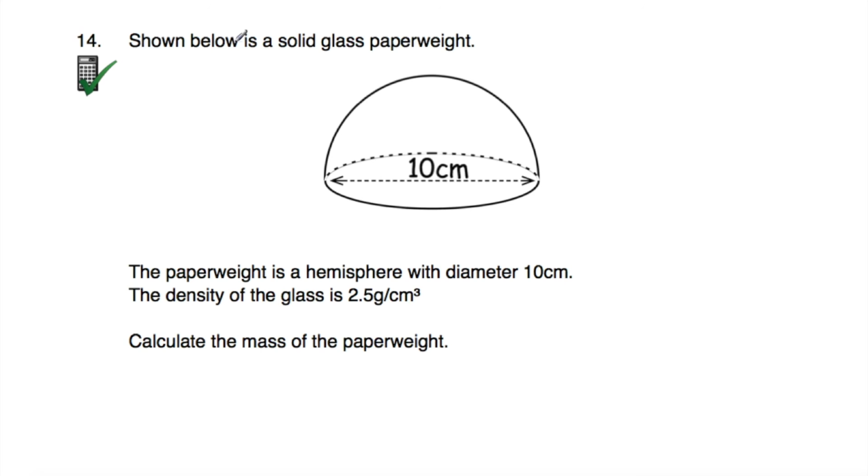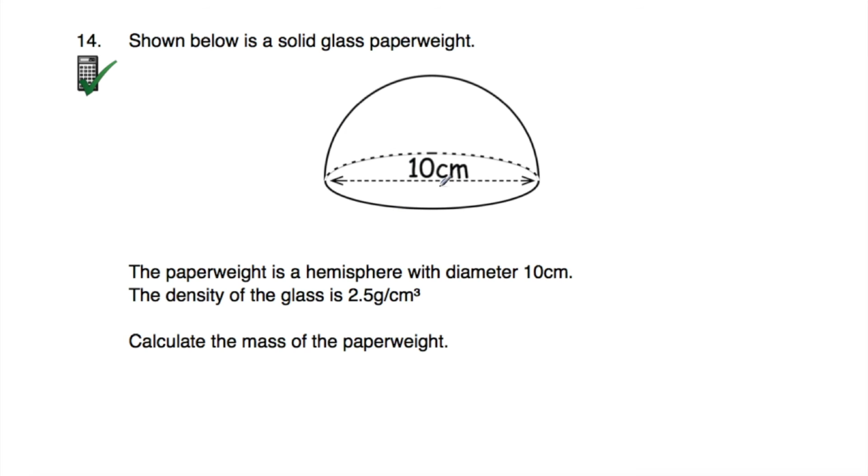So question number 14, we've been given this solid glass paperweight. The paperweight's got a diameter of 10 centimeters. So the diameter of the base of the paperweight is 10 centimeters, and the paperweight is a hemisphere with a diameter of 10 centimeters. That's what we've been told. And the density of the glass is 2.5 grams per centimeter cubed. That means that every centimeter cubed of this glass has got a mass of 2.5 grams. And we've been asked to calculate the mass of the paperweight.